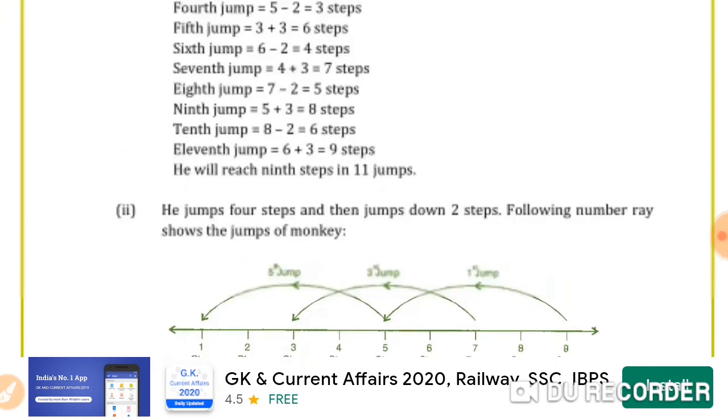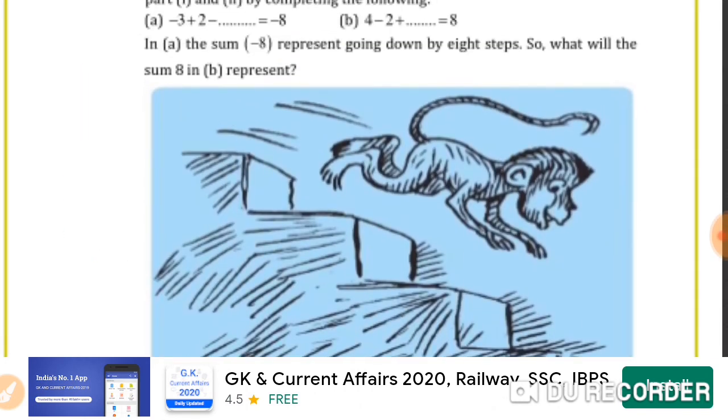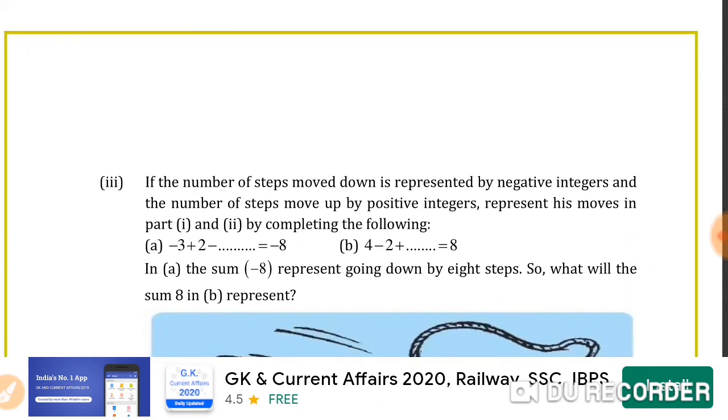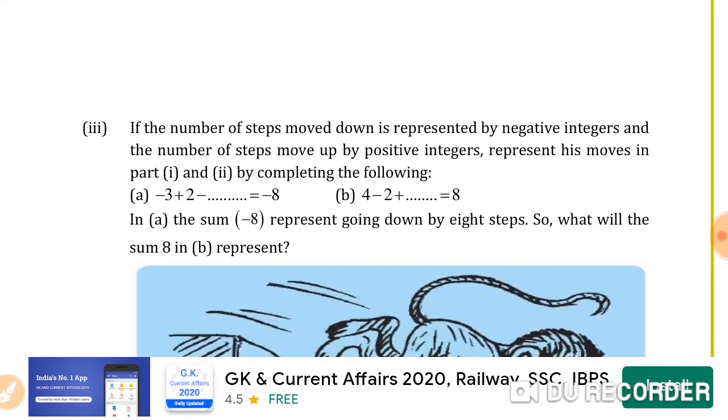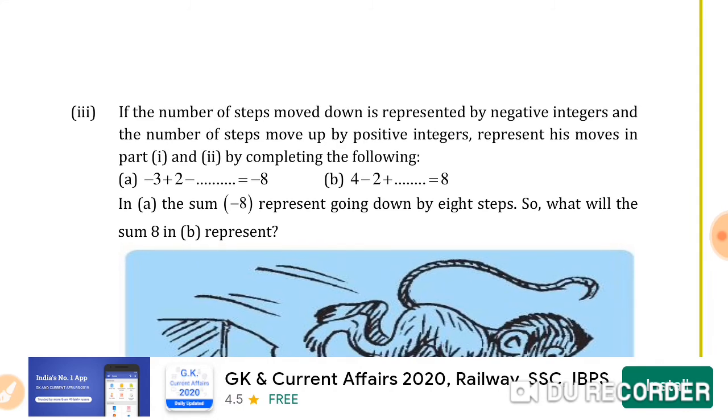So now the third question was, if the number of steps moved down is represented by negative integers and the number of steps moved up by positive integers, represent his moves in parts 1 and 2 by completing the following. So what is the answer we have to write here? There is a fill in the blank. We have to represent the answer.